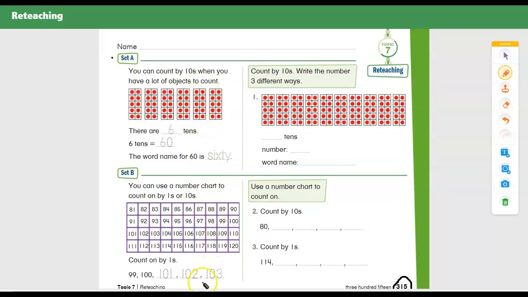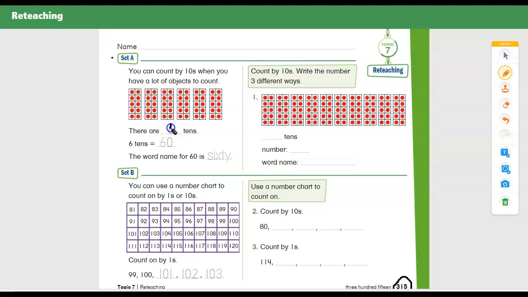On the left side of the page, it shows an example of how they would like you to complete the number on the right side of the page. For set A, it says you can count by tens when you have a lot of objects to count. Here we have 10 frames, and we have 10, 20, 30, 40, 50, 60. The first blank says there are blank tens. It wants to know how many of each 10 frames do we have. We have 1, 2, 3, 4, 5, 6.